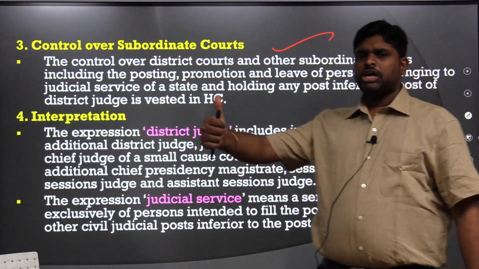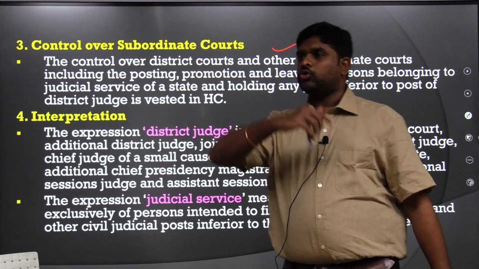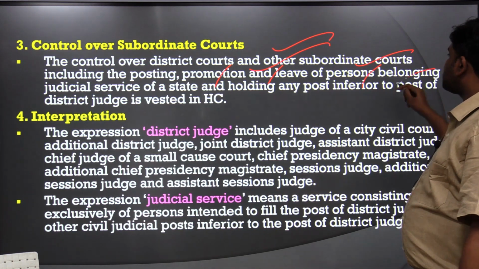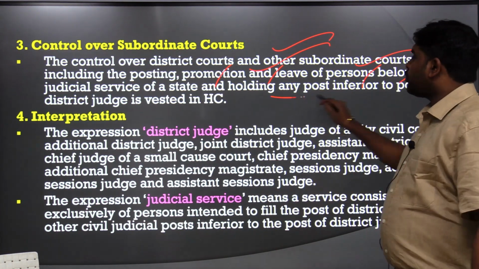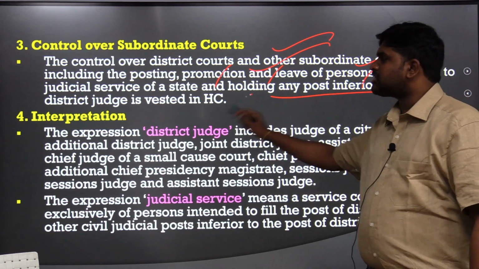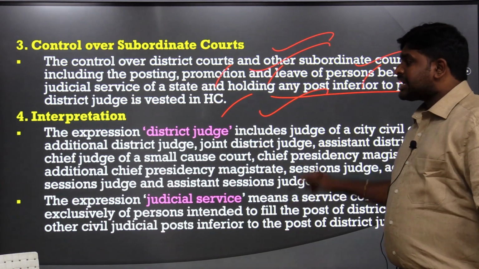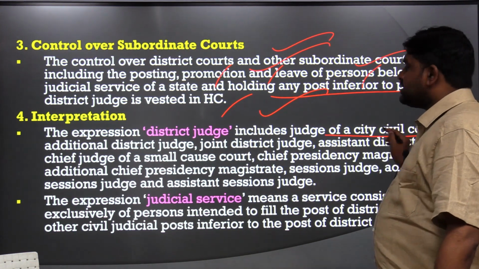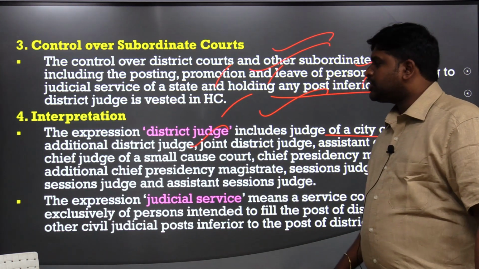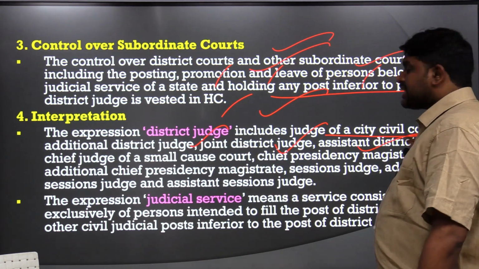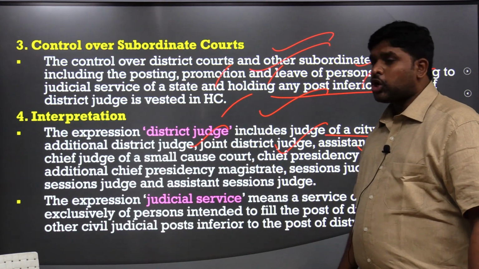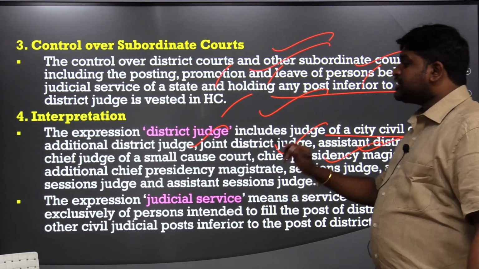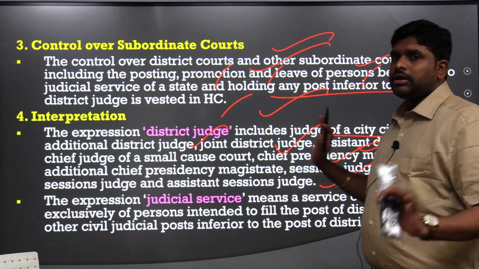Control over subordinate courts. The supreme control over the subordinate courts is with the High Court. The control over district courts and their subordinate courts, including the posting, promotion and leave of persons belonging to the judicial service of a state and holding any post inferior to the post of district judge, is vested in the High Court. The expression district court, listen carefully, includes judge of a city civil court, additional district judge, joint district judge, assistant district judge, chief judge of a small cause court, chief presidency magistrate, additional chief presidency magistrate, sessions judge, additional sessions judge and assistant sessions judge. These all are district judges.